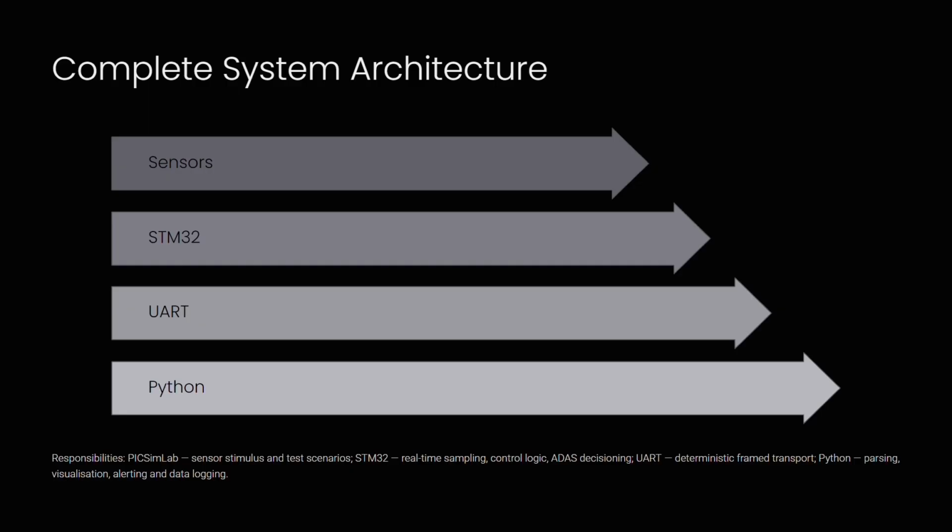Our system works in four simple steps: sensors collect real world data, the STM32 board processes the data instantly, then it sends the data to the computer, and finally Python shows it all on a dashboard.